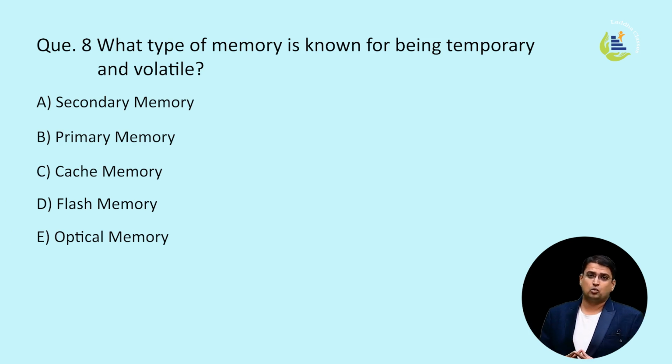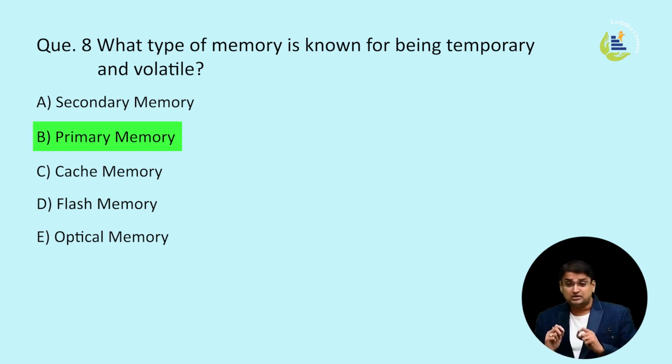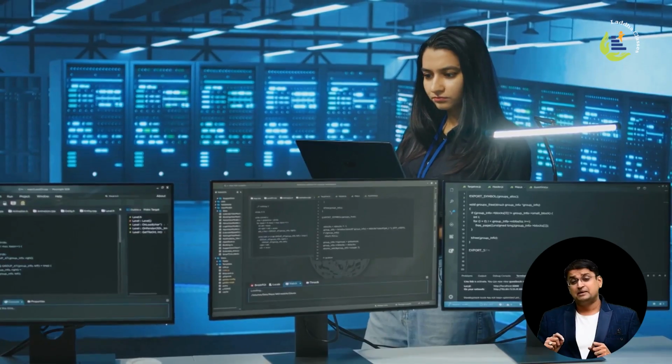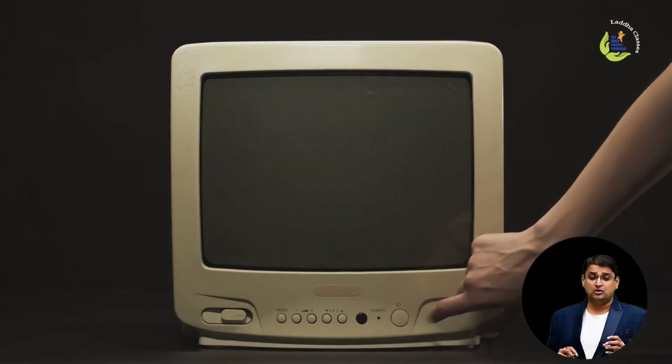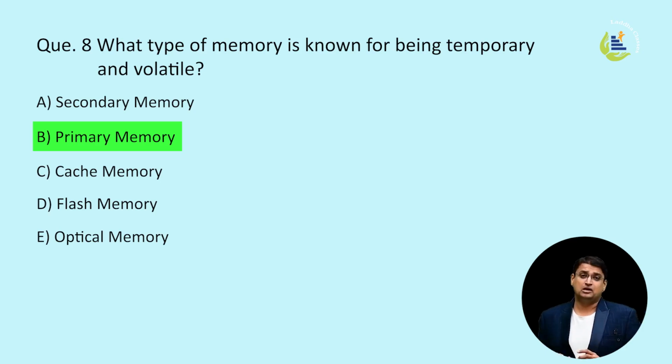Question 8. What type of memory is known for being temporary and volatile? Options are secondary memory, primary memory, cache memory, flash memory, optical memory. Correct answer option is B, primary memory. Because primary memory is temporary and loses its data when the system is powered off. Secondary, flash, and optical memory are non-volatile and store data long term.